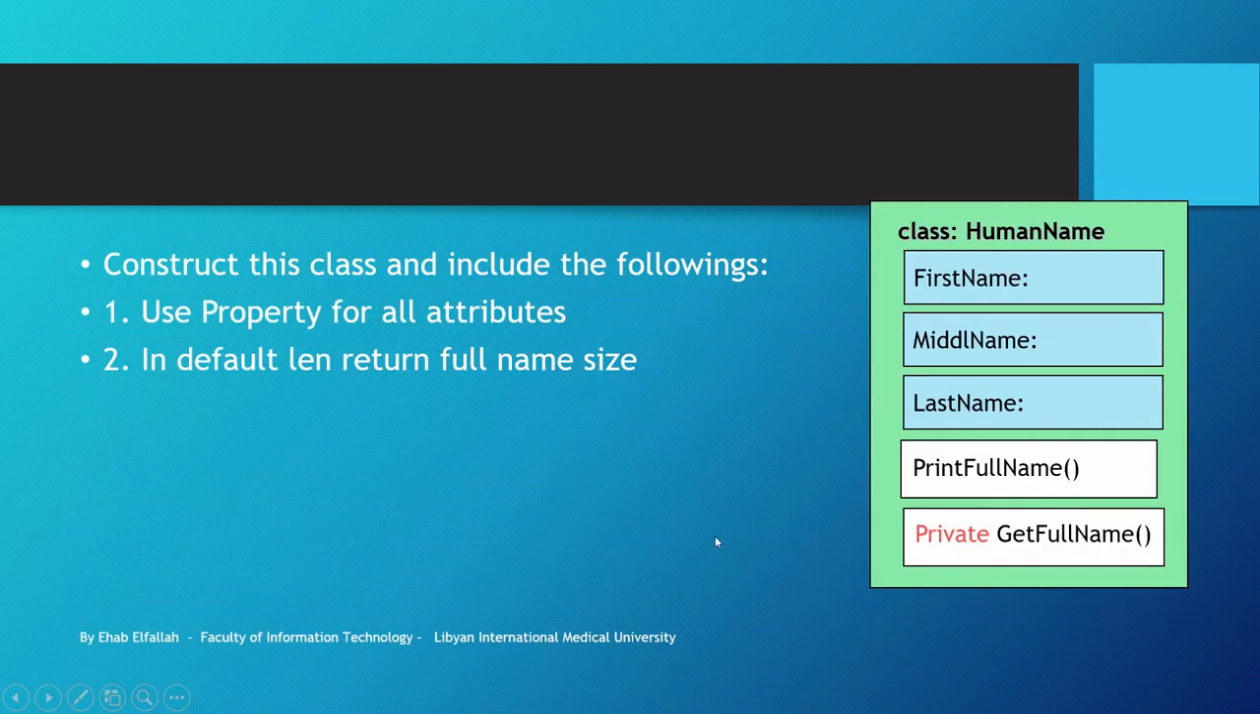So let's take an example. This is the class we created last time, and this is how the question will be in the quiz. Construct this class and include the following. First, use the property for our attributes. That means here we have three attributes and we have to write these three attributes using property. And the default len, so we solved this before. We have a private get full name.